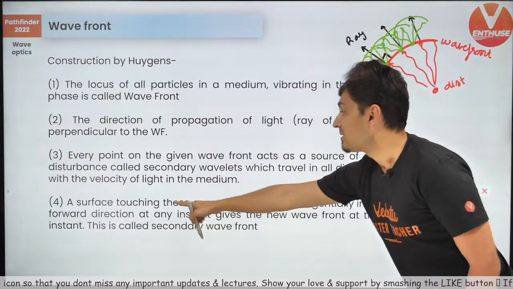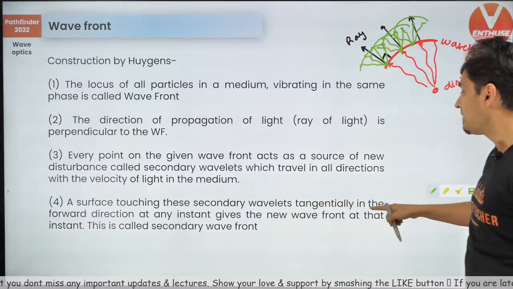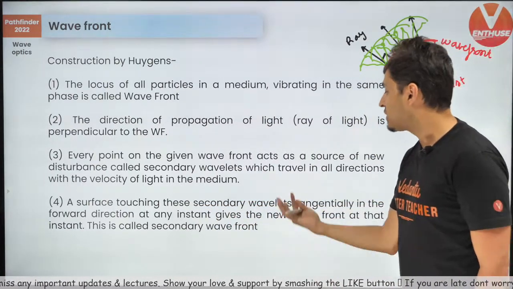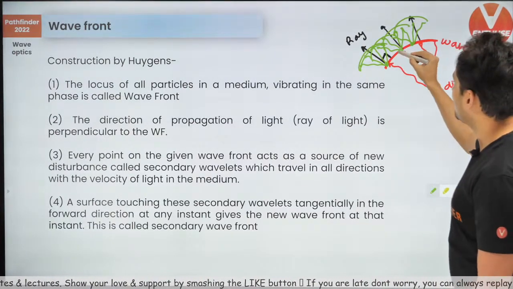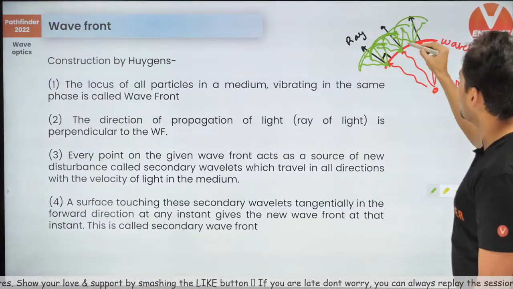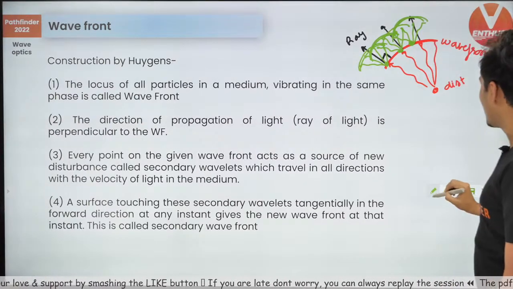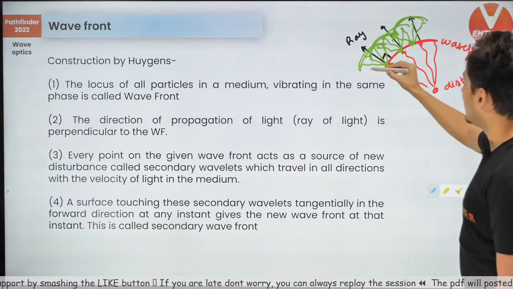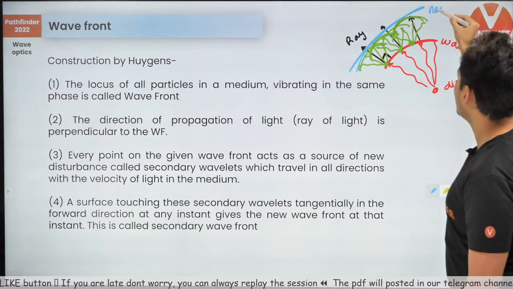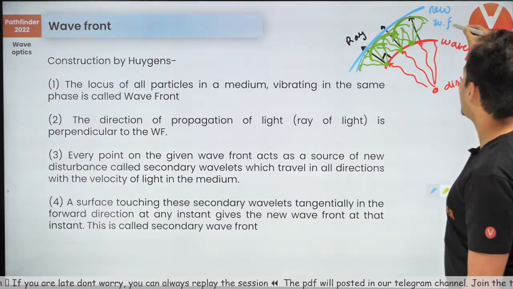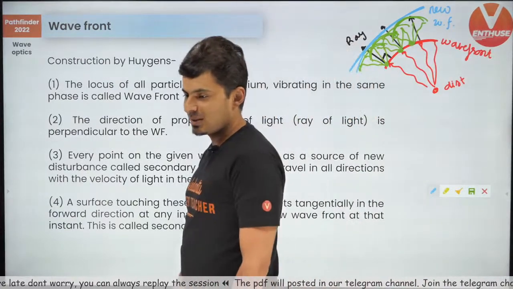What it says is the surface touching all the secondary wavefronts tangentially gives us the new wavefront. So you can see this is a new wavefront with this source. For this source, this is the new wavefront. For this source, this is the new wavefront. So the tangent drawn to all of them, that means this one, will give me the new wavefront. See if this is understood.